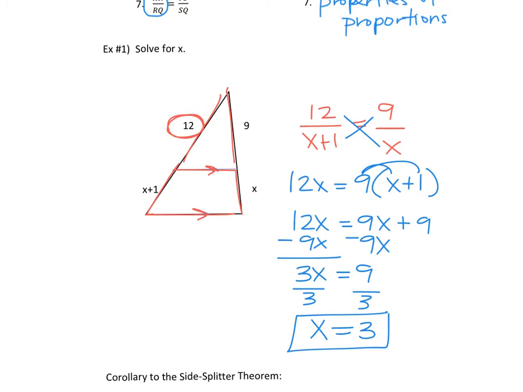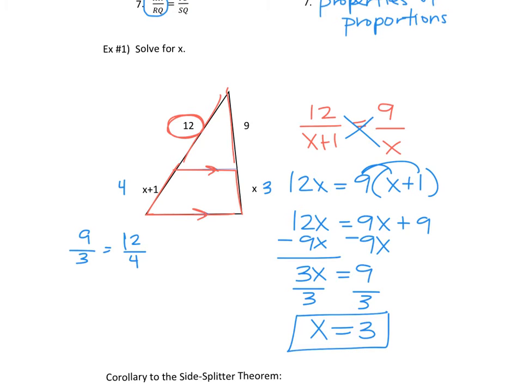Okay, and you can always plug it in and check. If I make this a 3, 9 to 3 equals 12 to 4, right? 9 over 3 does equal 12 over 4. So then you know you have the right setup. Okay. Questions on that?